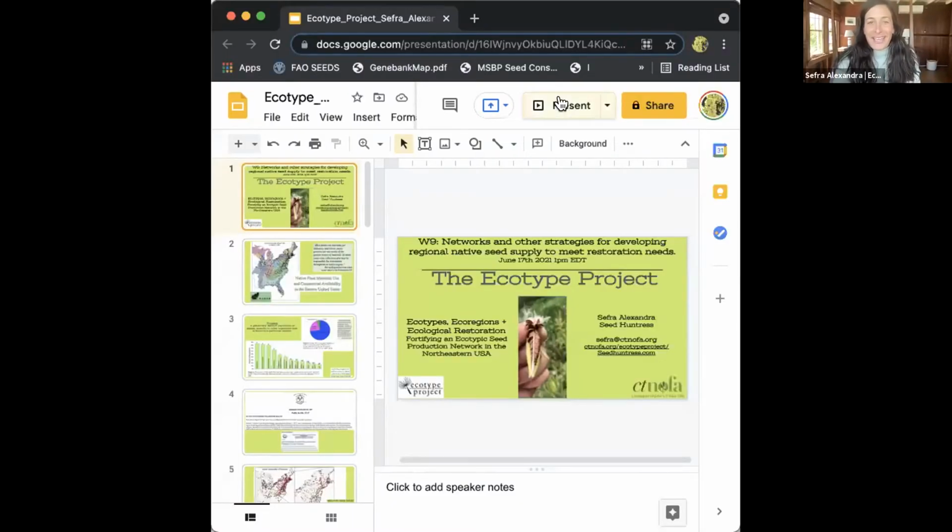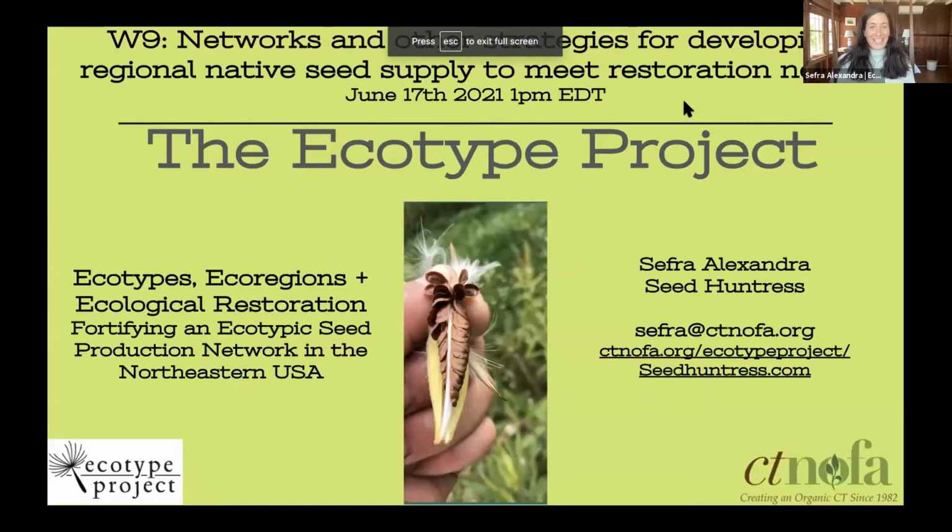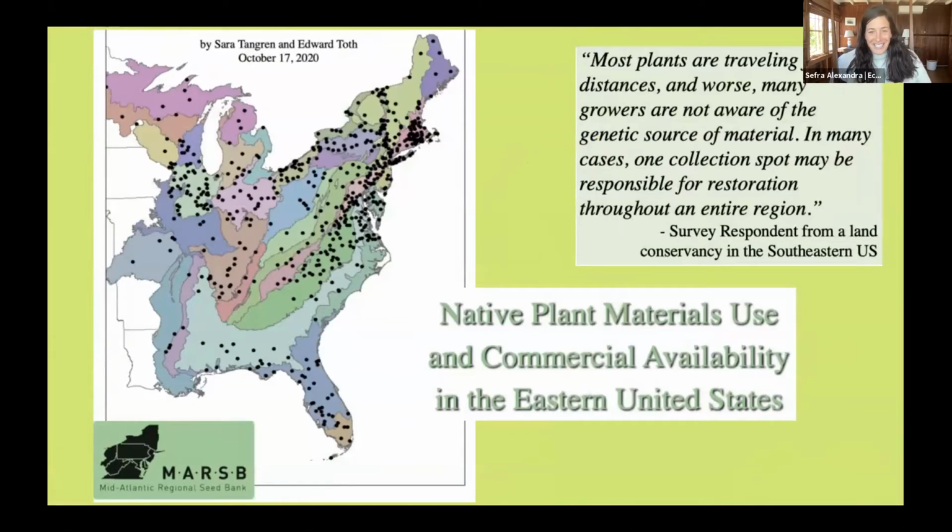So here we are at the Ecotype Project. I'm Sefra Alexander. I go by the moniker, the Seed Huntress. I've been doing seed conservation work globally and now locally, helping to amplify the amount of ecotypic or truly local native seed in the Northeast United States.